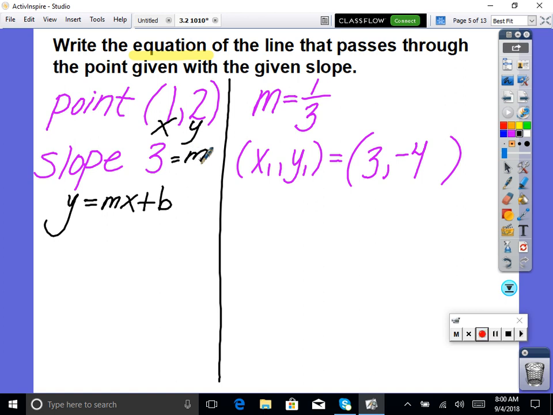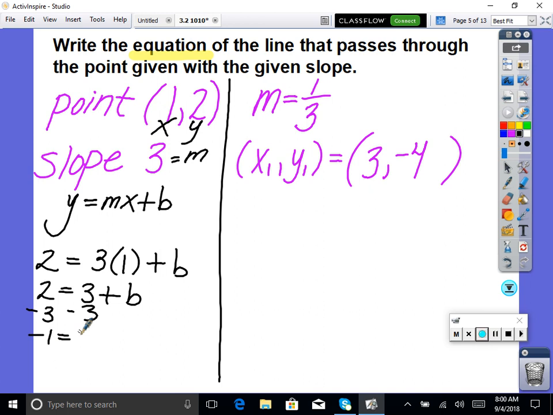What's y? 2. Does everybody agree? What is m? 3. What's x? 1. And then we have plus b. We know nothing about plus b, correct? But now we can solve for b. Look, that's the only unknown. So we have 2 is equal to 3 plus b. Get b alone. Minus 3, you're awesome. Negative 1 equals b. So now we can go back up and say, okay, so my final answer is going to be y is equal to, my slope is, so we'll have a 3x, and then our b was negative 1, so minus 1.